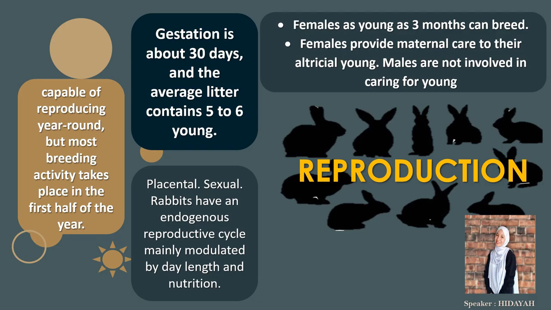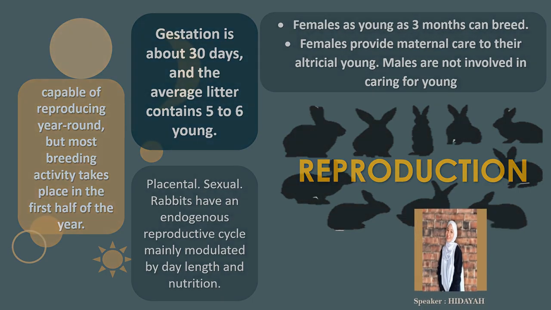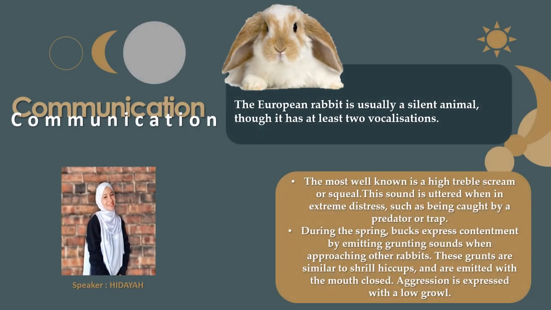Females as young as 3 months can already breed. The females provide maternal care to their altricial young. Meanwhile, males are not involved in caring for young. The next is communication. The European rabbit is usually a silent animal, though it has at least 2 vocalizations.